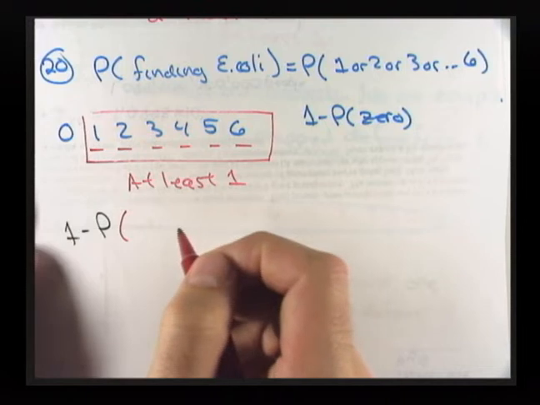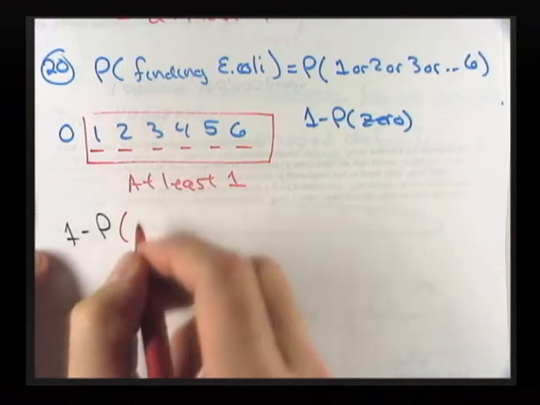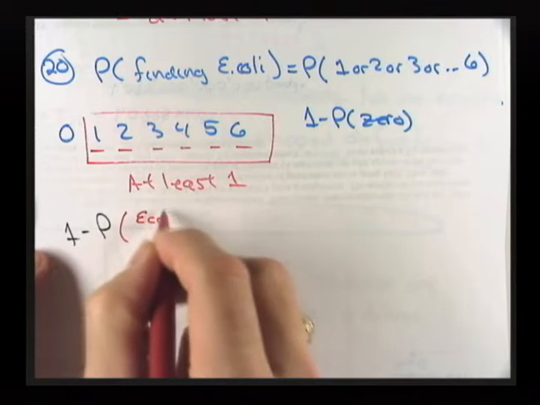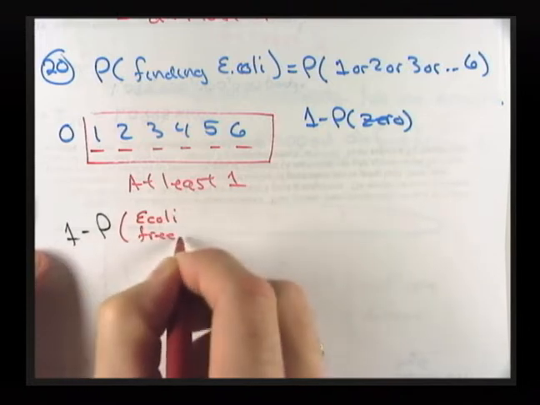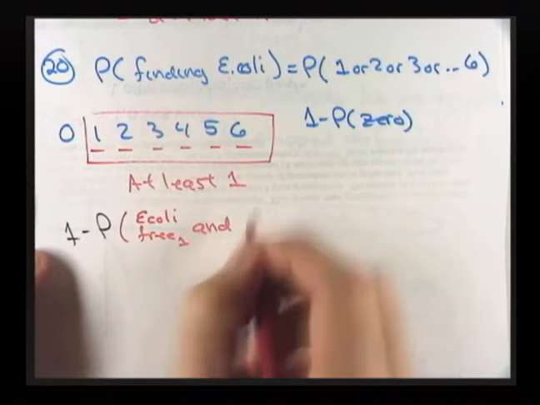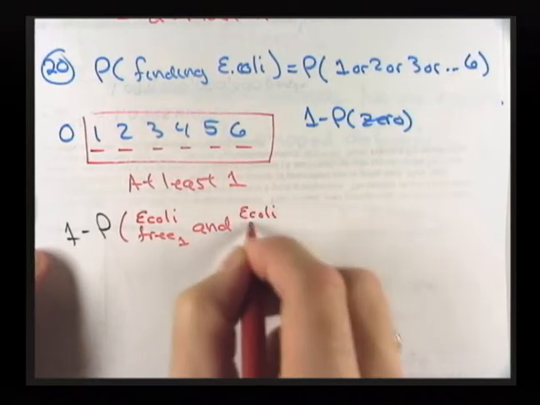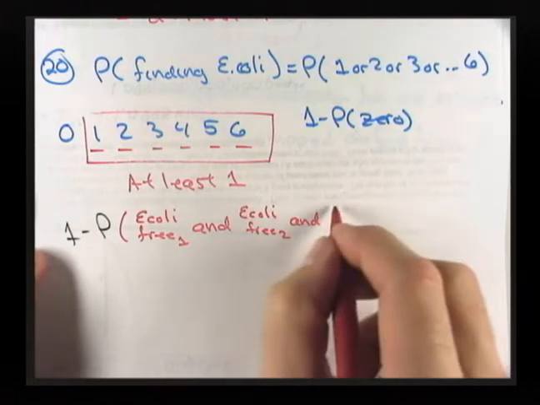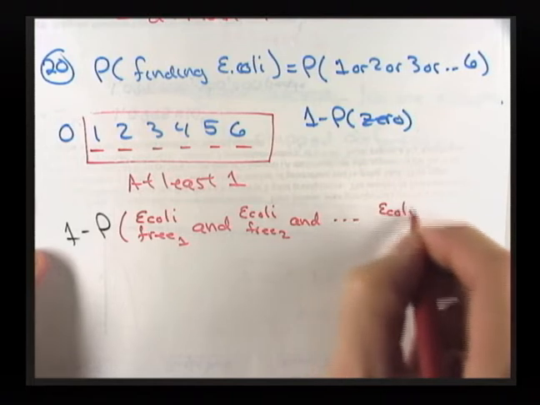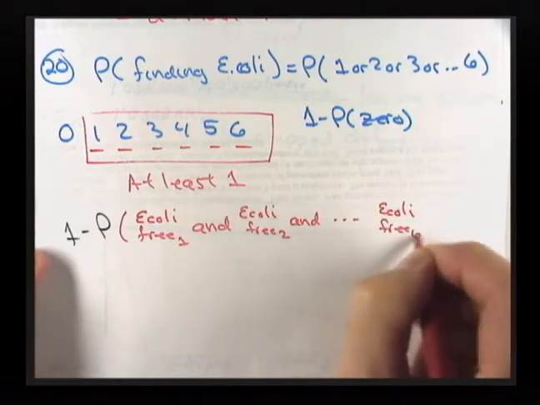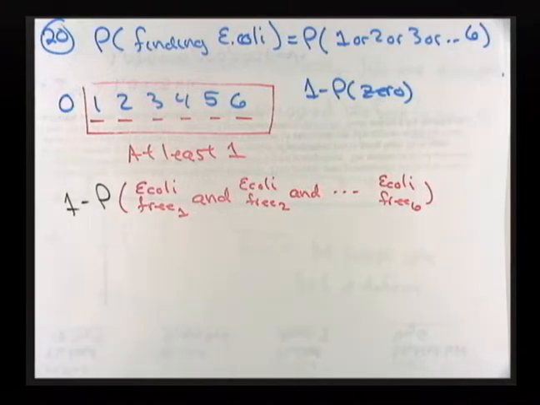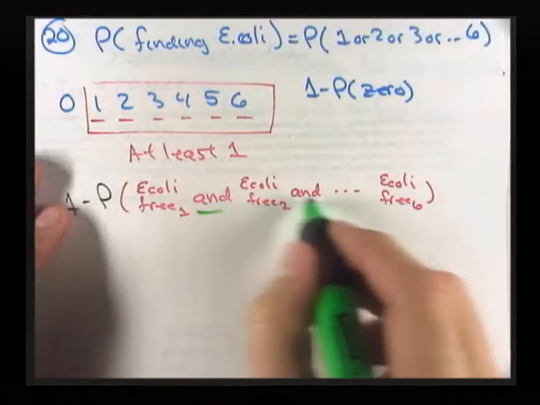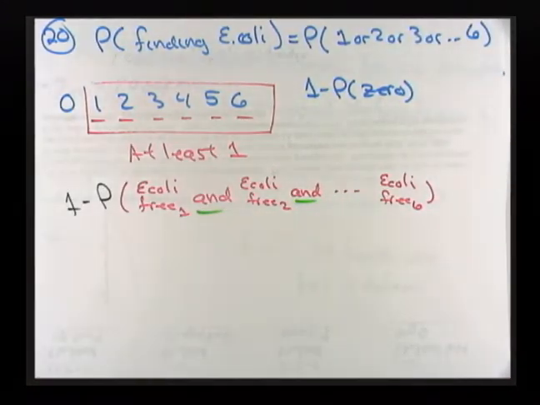So let's see, what notation do we want to use for this? E. coli free at the first swimming pool, and E. coli free at the second one, and so on, all the way down the line. E. coli free at the sixth one. So now we're looking for the probability of all 6 of these events happening at the same time, a multiplication.